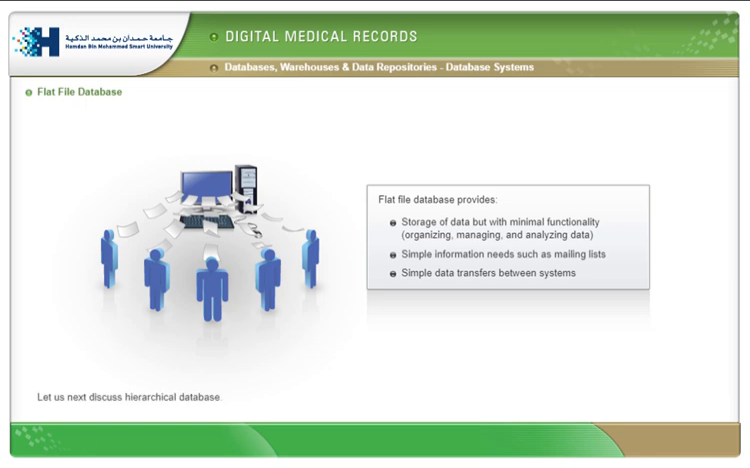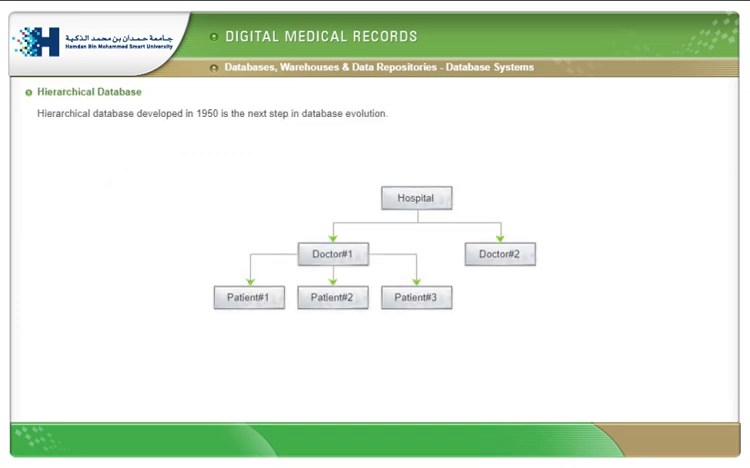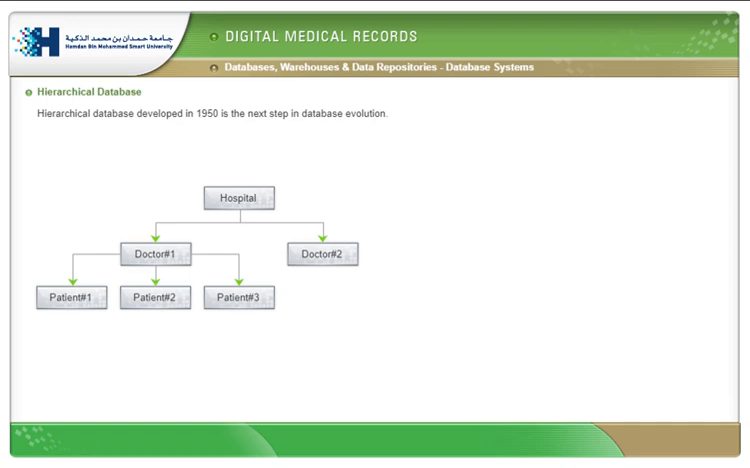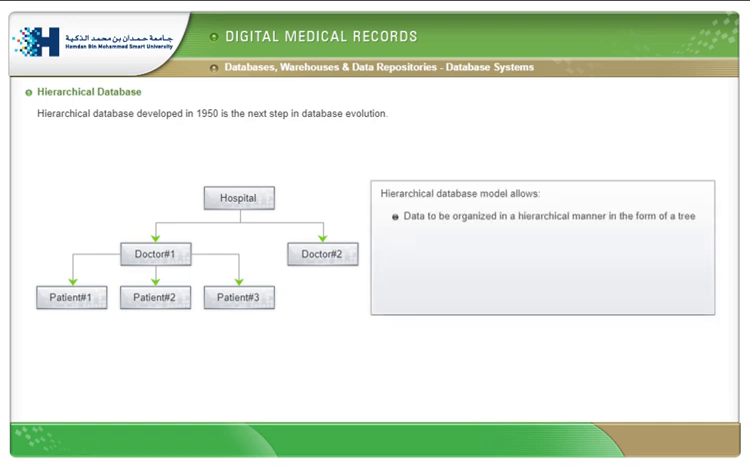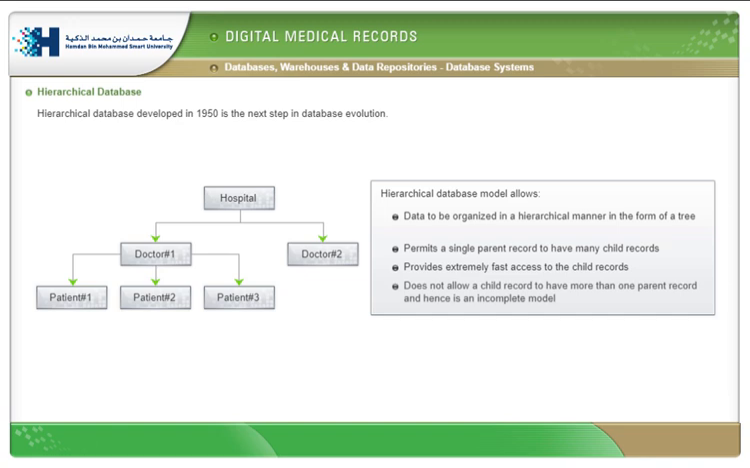Let us next discuss hierarchical database. Hierarchical database, developed in 1950, is the next step in database evolution. It allows data to be organized in a hierarchical manner, in the form of a tree. The model permits a single parent record to have many child records. It provides extremely fast access to the child records. However, it does not allow a child record to have more than one parent record, and hence is an incomplete model. Let us next discuss network database.